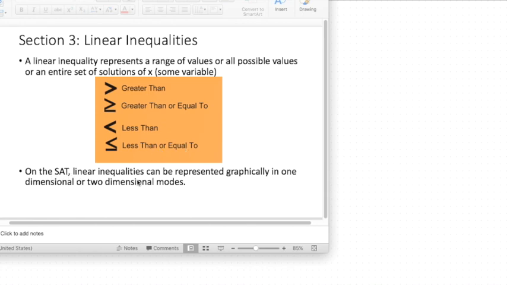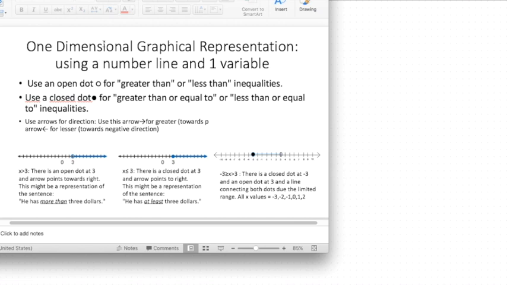On the SAT, linear inequalities can be represented in one-dimensional or two-dimensional models. What we're going to look at now is our one-dimensional graphical representation using a number line and only one variable. So as I said here, these are some prerequisites for using the one-dimensional graphical representation. One, you must have a number line, as you see in the examples here, and two, it must be one variable.